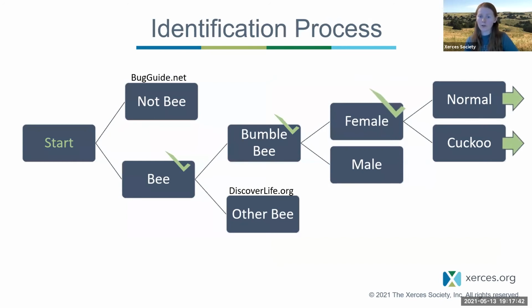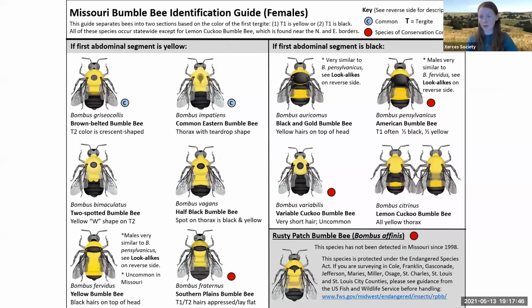And then once we know that we've got a female, whether it's regular or a cuckoo bee, that's when we can start using the Bumblebee ID guide here. So the way that this is broken up is into two sections. The bees on the left-hand side are bees where the first abdominal segment is yellow. So if T1 or tergite 1 is yellow, you've likely got one of the 6 bees on the left-hand side. If the first segment is black, then you've likely got one of the 4 bees on the right-hand side.